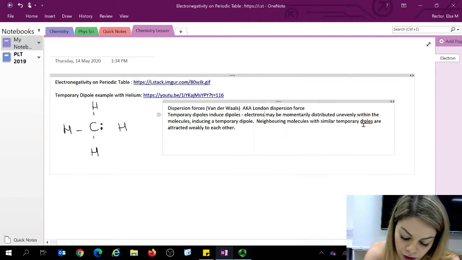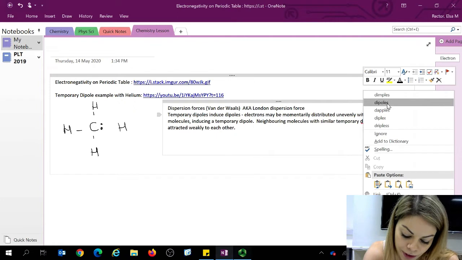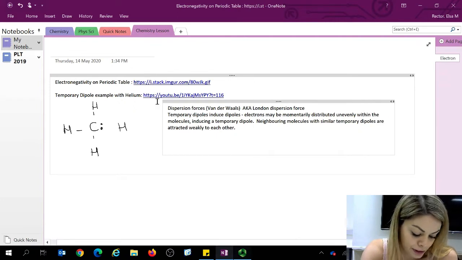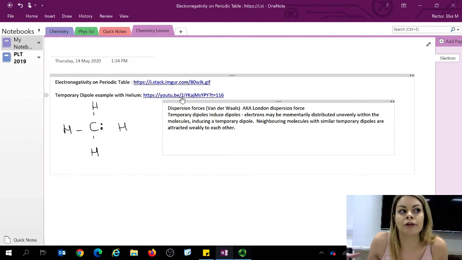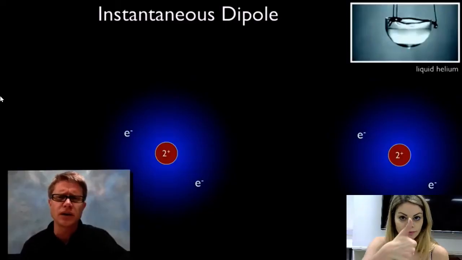Okay, I've got a little video here. This one is a temporary dipole example with helium. This example looks at the van der Waals forces in helium when the atoms of helium are pushed together, there are little van der Waals forces between them. It's showing this with helium because it's a little bit easier to demonstrate with one atom rather than a molecule with 5 atoms. So let's look at it.